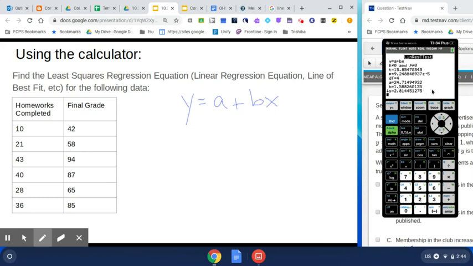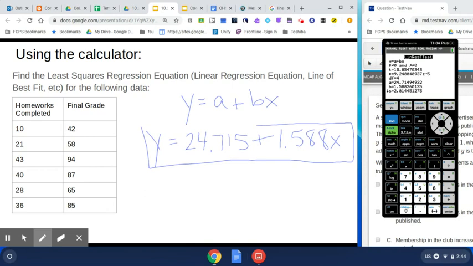If we plug those values into the equation, y equals the a value, which according to this is 24.0, rounded to 3 decimal places, plus the slope, the b value, which is 1.588, rounded to 3 decimal places, times x. So that is the equation of my least squares regression line, or line of best fit, for this particular example.